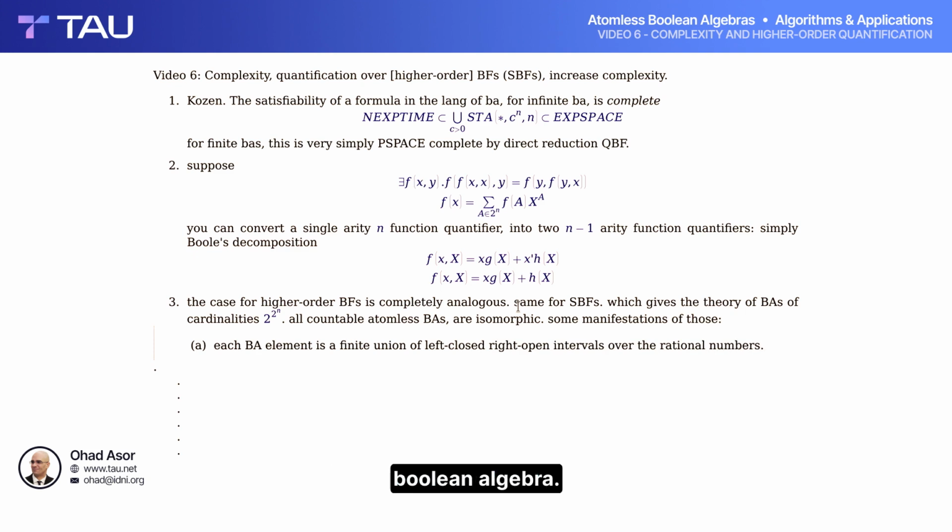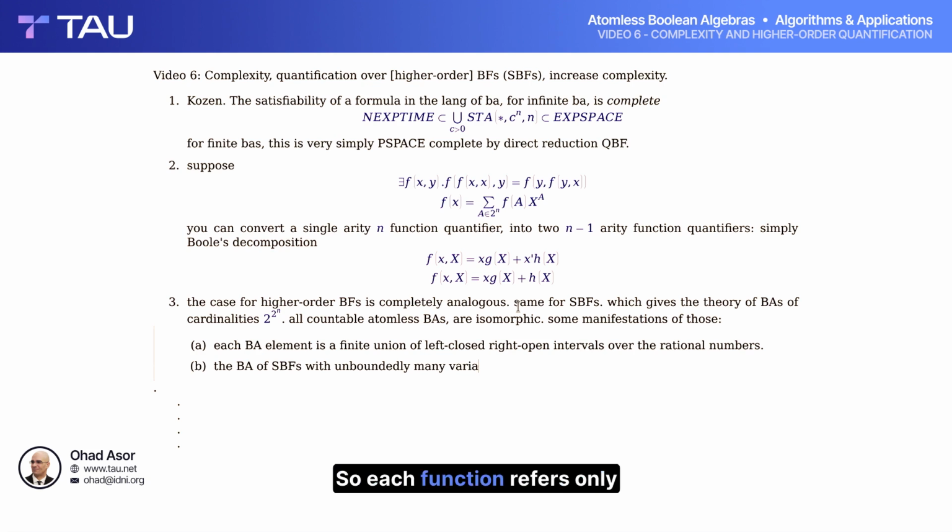This is a countable atomless Boolean algebra. The one that I prefer to work with when I try to study the general properties of countable atomless Boolean algebras is the BA of SBFs, the Boolean algebra of simple Boolean functions with unboundedly many variables. So each function refers only to finitely many variables, but you have an infinite supply of how many variables you want to use. By Stone duality, this corresponds to the topological space, which is the Cantor set, the middle thirds thing.